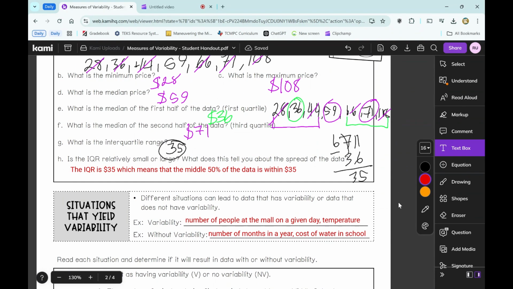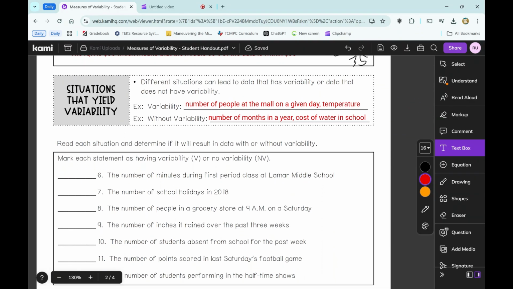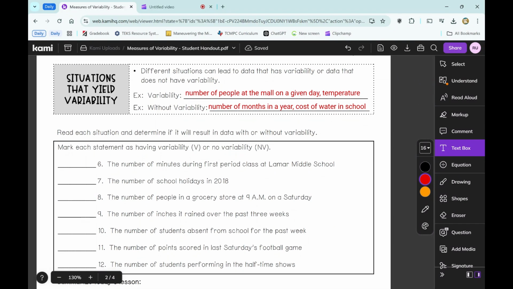So the last section about this is situations that yield variability. Different situations can lead to data that has variability or does not have variability. This is thinking about data points that we can collect in real life. Whether we're going to have a large or small amount of variability really just depends on the situation or whatever story is happening. For example, the number of people at a mall on any given day. If you go to the mall, there could be hundreds of people, or there could be 15, depending on what time of day you go, what day it is, etc. So that yields a lot of variability.